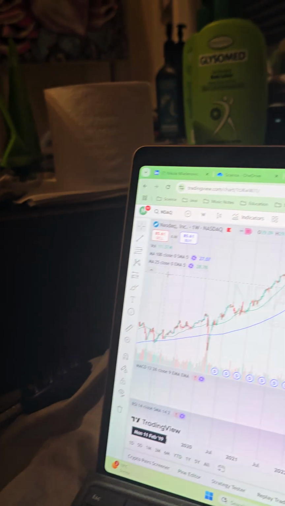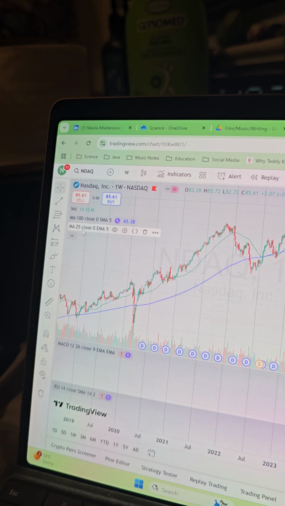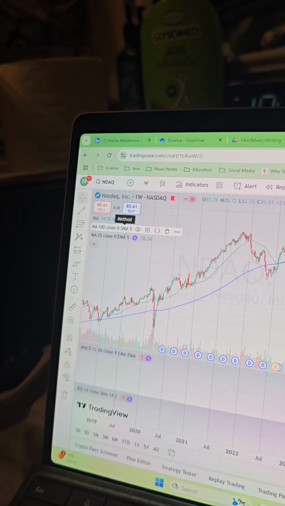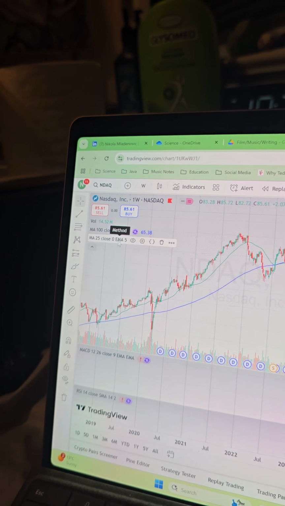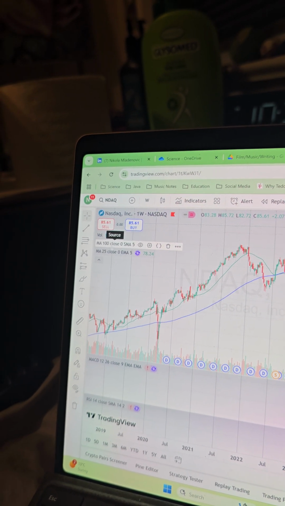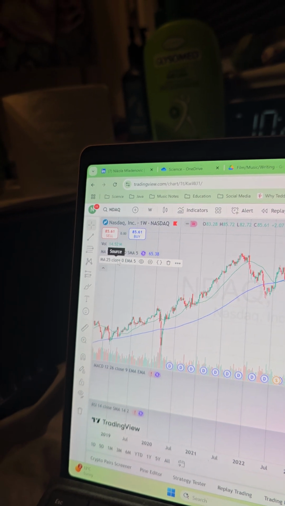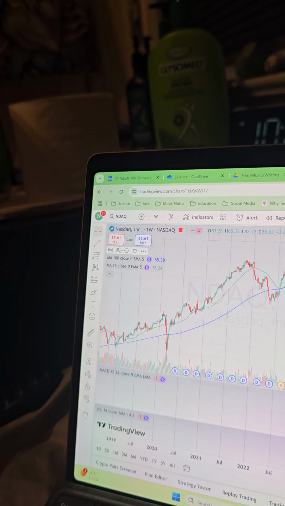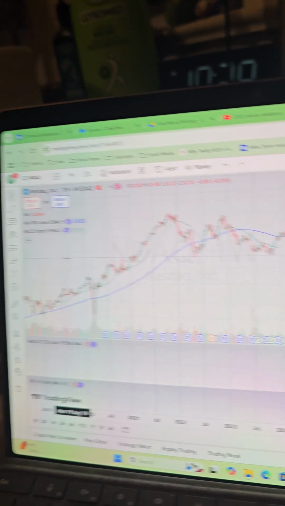I plot moving averages, 25 and 100. That's it. 25 EMA and 100 SMA. So EMA means weighted and SMA means simple. So 100 is just simple and 25 is weighted towards the more recent days than the past. So 25 and 100 and volume. And that's it.